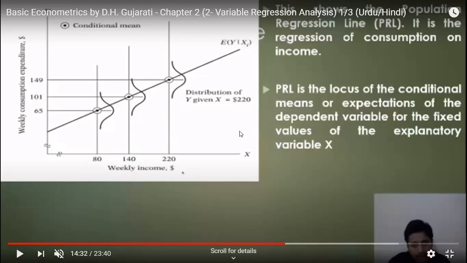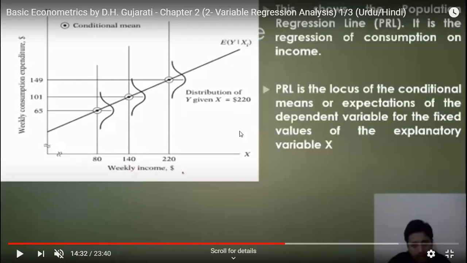Conditional mean, also roughly speaking in the literature, it's an average, on average. On average, consumption increases by beta 2 if income increases by $1. So once again, beta 2 is the slope of this line, and the slope is telling you this: if income increases by $1, on average, consumption increases by beta 2. On average here means, actually, the conditional mean of consumption.